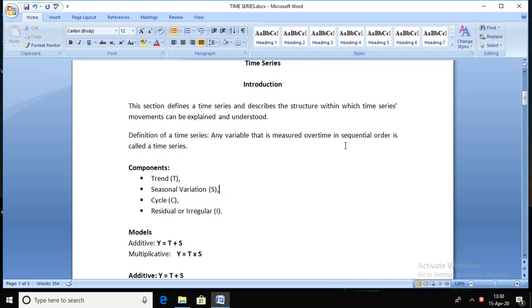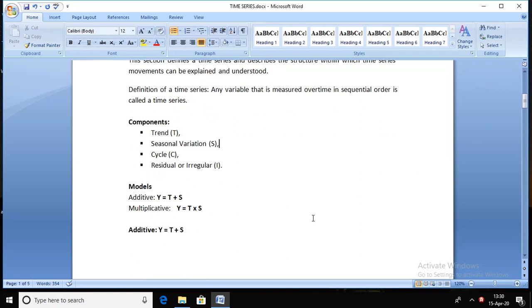There are two models that are used to calculate time series. The first model is called the additive model. Under the additive model, we assume a time series value is the sum of its components. So we get the trend plus the seasonal variation plus the cyclical factors plus the random factors. Under the multiplicative model, we assume a time series value is the product of its elements. So we multiply the trend by the seasonal variation, by the cyclical factors, by the random factors.